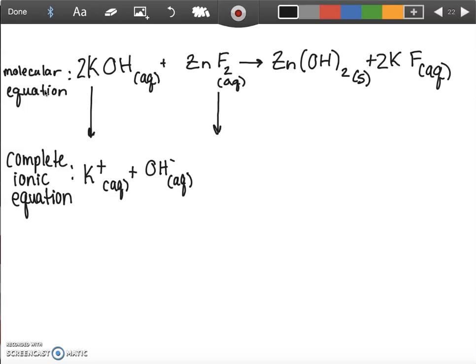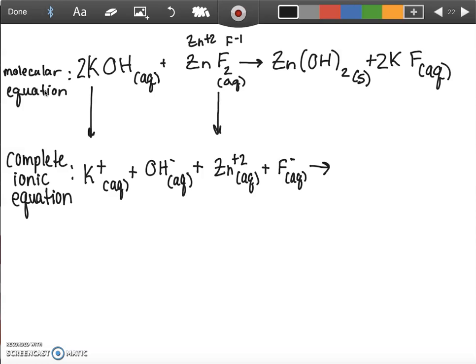For zinc 2 fluoride, again, this is all on the reactant side still, we know that fluorine has a -1 charge, and there are 2 of them there, which means zinc must have a +2 charge in order to balance that out. So this is going to be Zn2+ aqueous plus F- aqueous. And that takes care of everything on the reactant side.